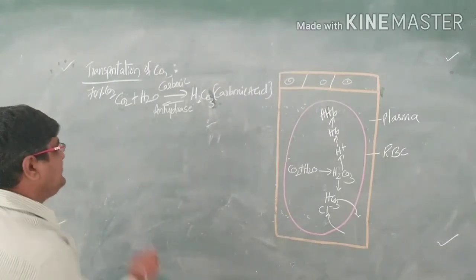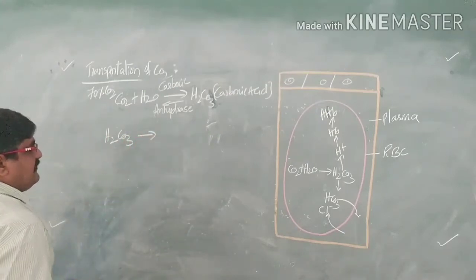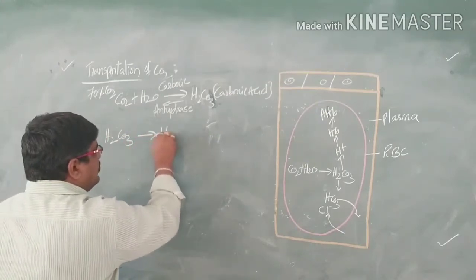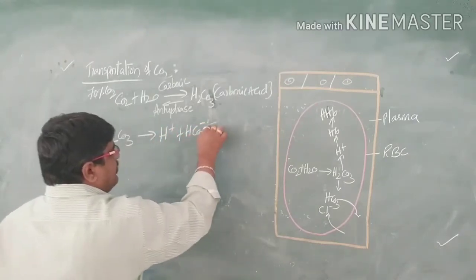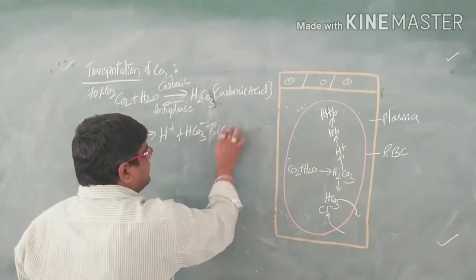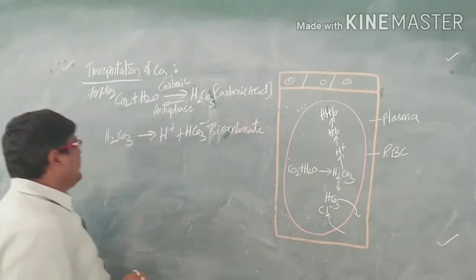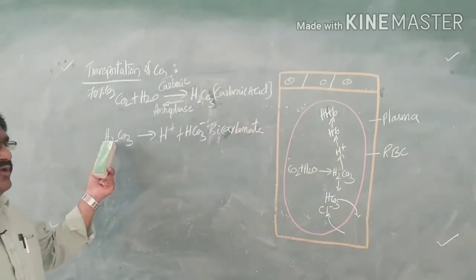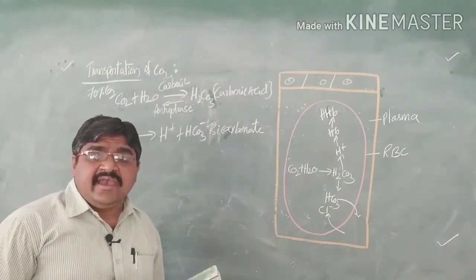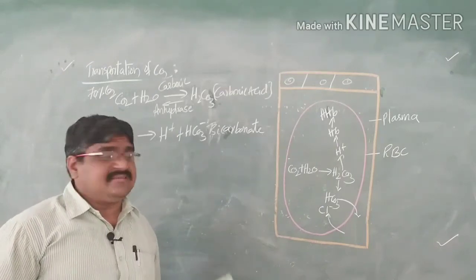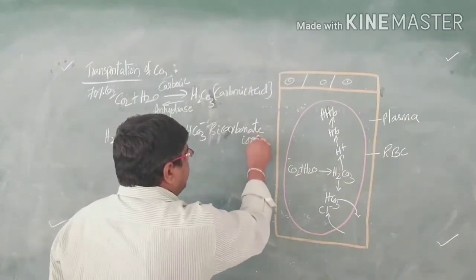This carbonic acid is unstable, where it dissociates into H plus and HCO3 minus, that is, it is converted into bicarbonate. So here H2CO3, that is carbonic acid, is an unstable compound which easily dissociates into H plus and HCO3 minus, that is the bicarbonate ions.